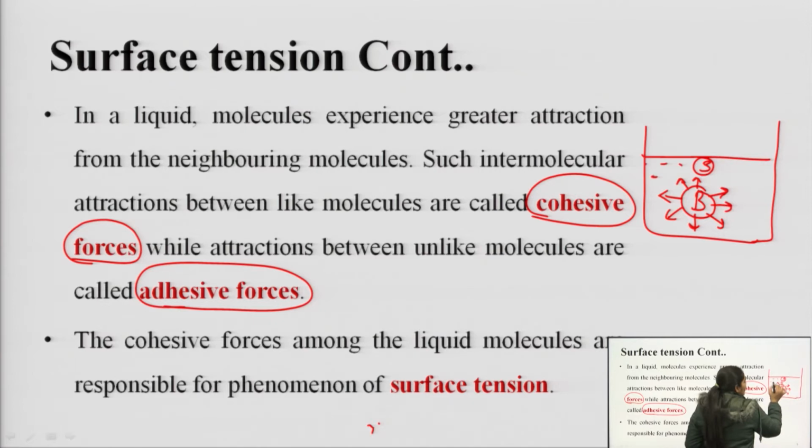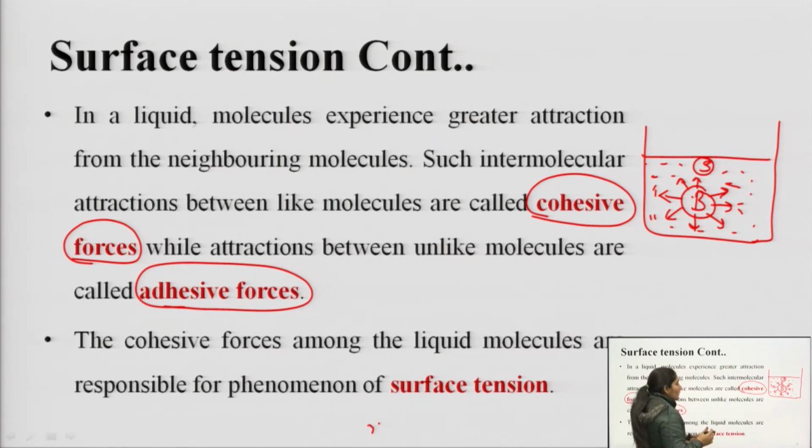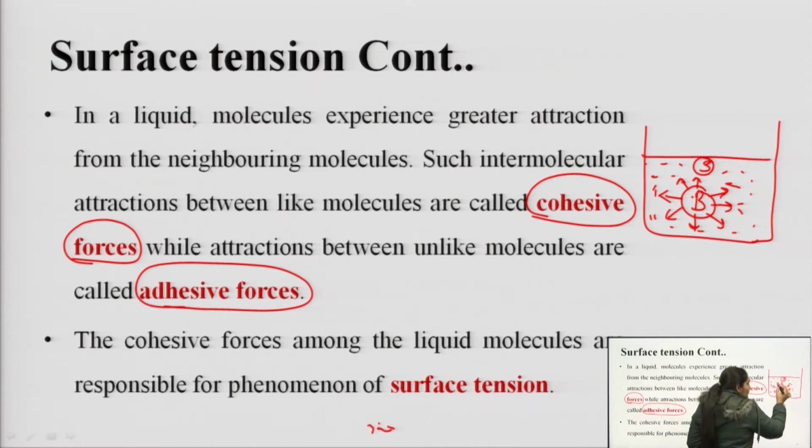So, this is the liquid, and in this, molecule B is attracted by its neighboring molecules, and the neighboring molecules of this B molecule are the same. So, the attraction between like molecules is called cohesive forces or cohesion. Due to these cohesive forces, molecule B will try to attain minimum surface area.